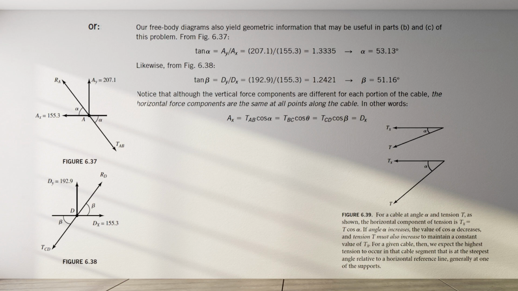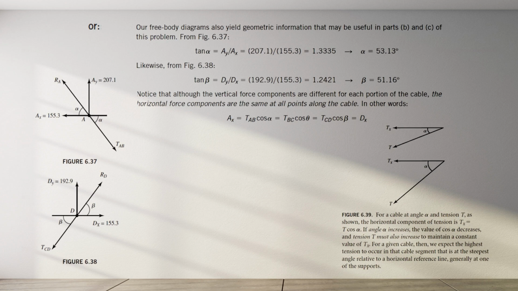Notice that although the vertical force components are different for each portion of the cable, the horizontal force components are the same at all points along the cable. In other words, AX equals TAB times cosine alpha equals TBC times cosine theta equals TCD times cosine beta equals DX.